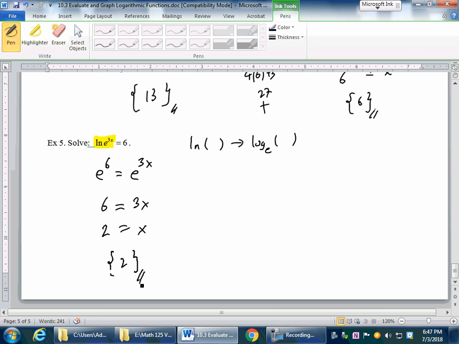And this concludes this section. In future sessions, we're going to talk about multiple logarithm terms on both sides of the equation.